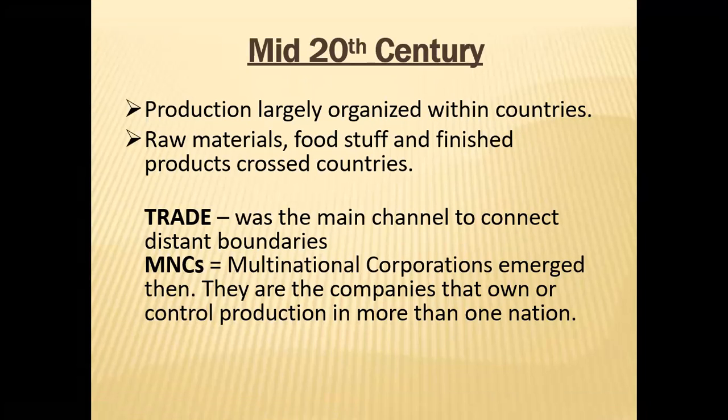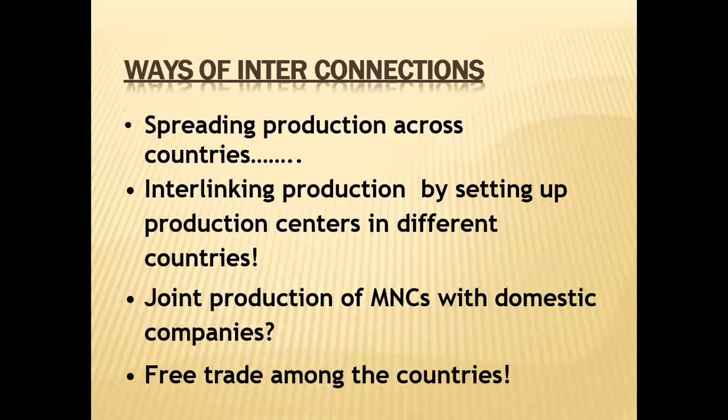So, in the mid 20th century, production was largely organized within the country itself, and raw material, foodstuff, and finished products were exchanged. Trade was the main channel to connect, and MNCs emerged later. MNCs are companies that own or control production in more than one nation.